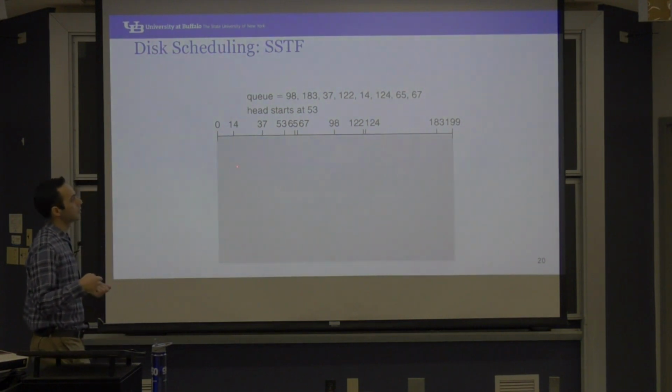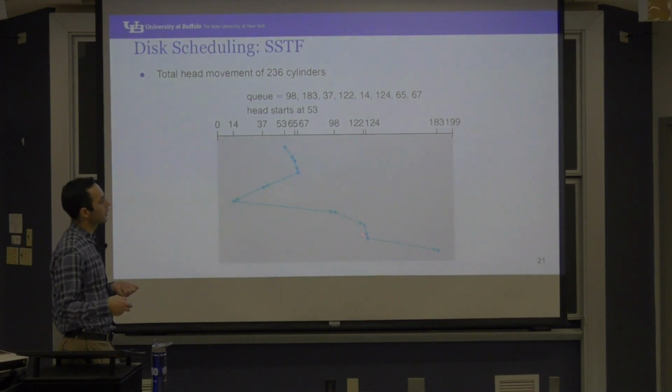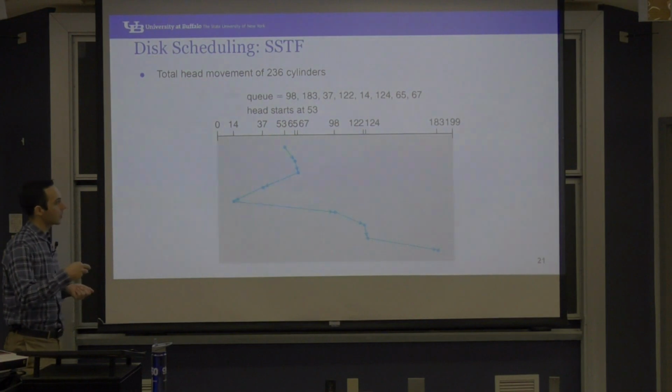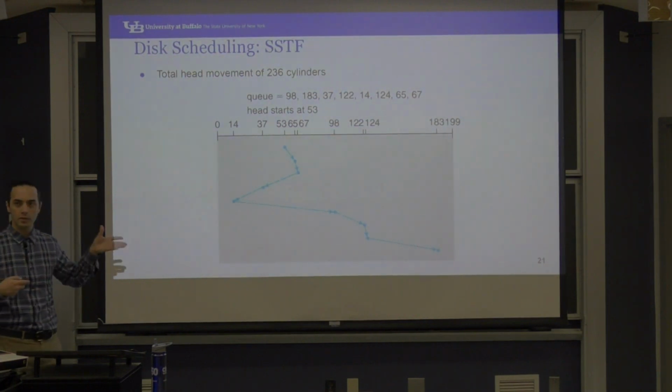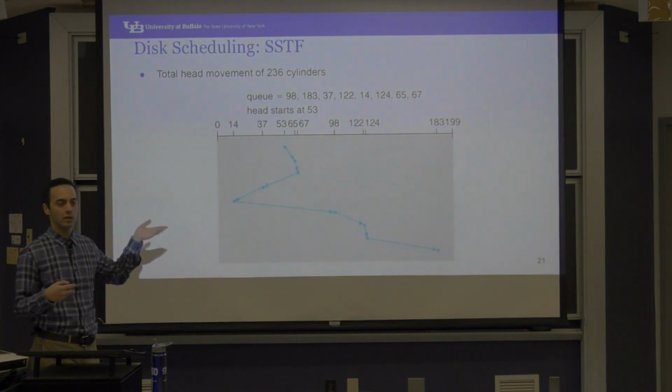After that, 98, and then to 122, 24, and the rest. Okay? So this reaches the minimum seek time for these requests, 236 cylinders. What's the downside of it?